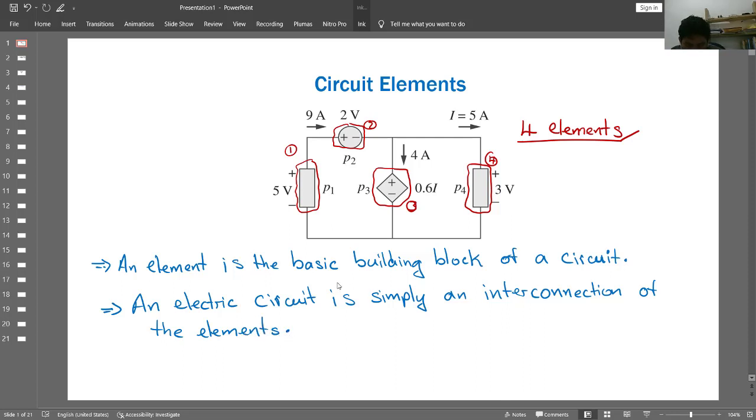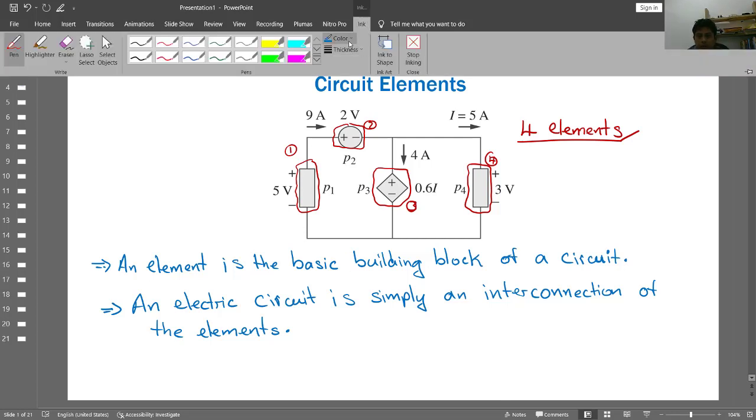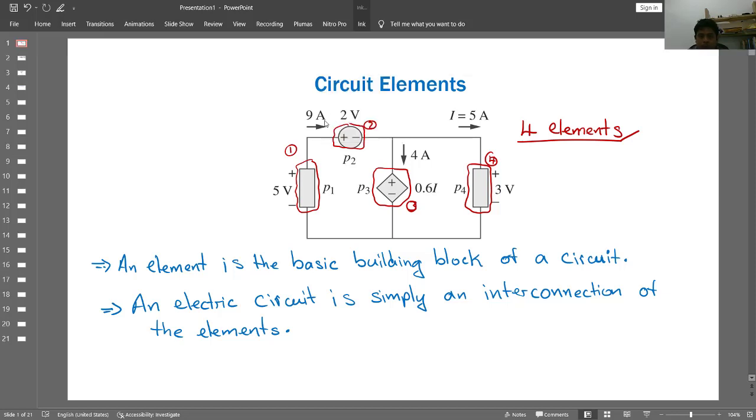Okay, so this is a circuit because the elements are interconnected to each other. So here these lines symbolize wires. So we can say that this element is connected to this element, this other element is connected to this one, and these two here are connected to this one here. Same thing with this, 3 elements are connected at the same point. So these elements here are interconnected. So that's the meaning of an electric circuit, it is simply an interconnection of elements.